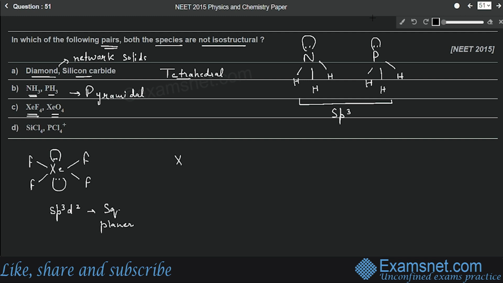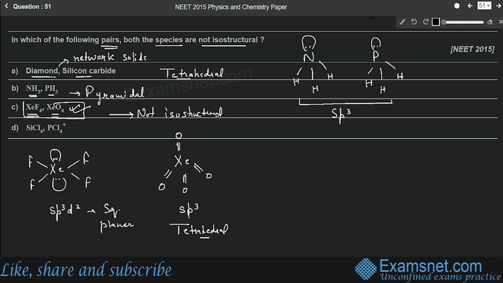The second species of this option is xenon tetraoxide. So xenon. Now 4 oxygens here are bonded in a different way. One oxygen here, then another oxygen. This is the third oxygen and this is the fourth oxygen. So as you can see here the hybridization is sp3 and the shape is tetrahedral. So it is clear from here that these two species are not isostructural. They have different structures. So option C will be the correct answer.